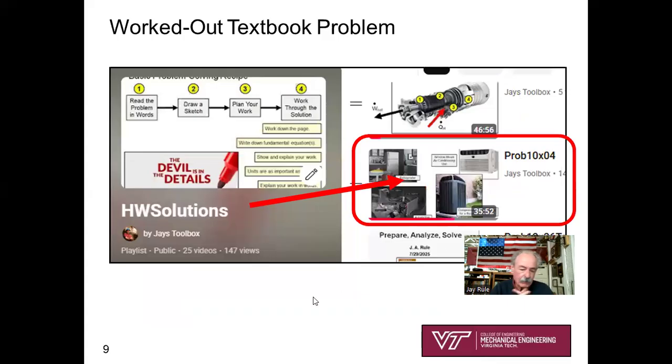If you're eager to start crunching numbers, I've got a fully worked out example problem that I selected out of chapter 10. It's problem 10.4, and you can go to my homework solutions playlist and click on problem 10.4 if you're eager to start seeing how all these generalities fit into a real honest to goodness homework problem that's just about a real world problem. If you wish to go right now to a fully worked out problem, start to finish, go to the homework solutions playlist, problem 10.4.